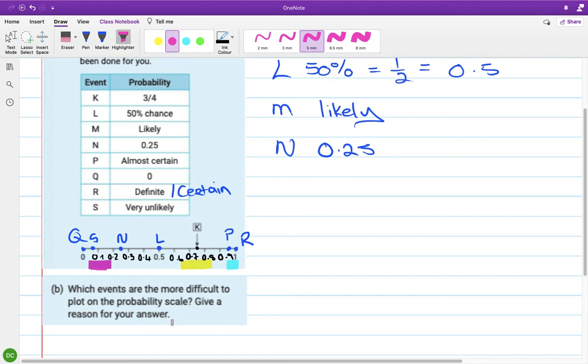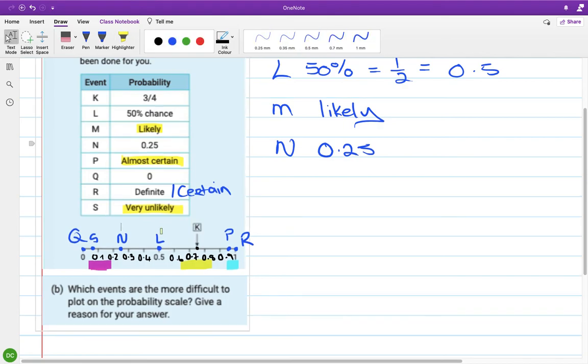Which events are more difficult to plot on the probability scale, and give a reason for your answer? I think you could tell by me having to get the highlighter there. The ones that are difficult are the ones that are not described using numbers, but using words, because it's not an exact science. Like very unlikely, you could argue that is bang on 0.1. You can argue it's up here, maybe 0.15, that's still pretty unlikely, a 15% chance. Or even lower, like a 5% chance or a 2% chance. But the fact that there's more than one way to answer it makes it awkward and more difficult to answer. So the ones with words are harder.